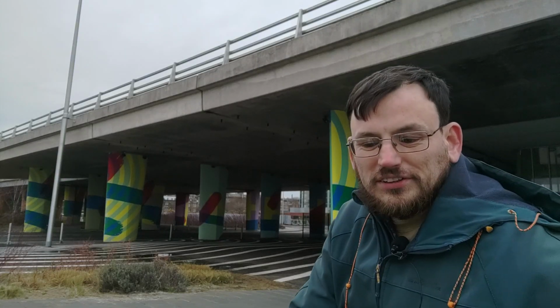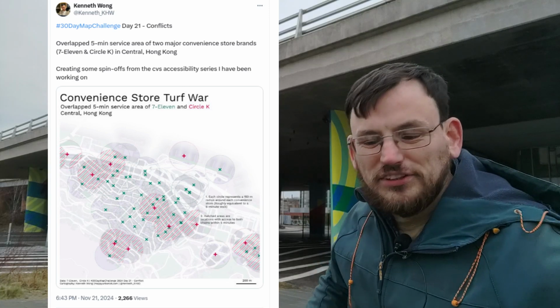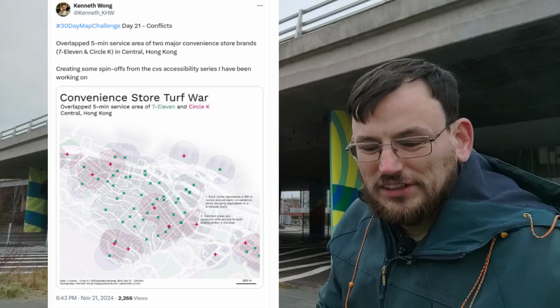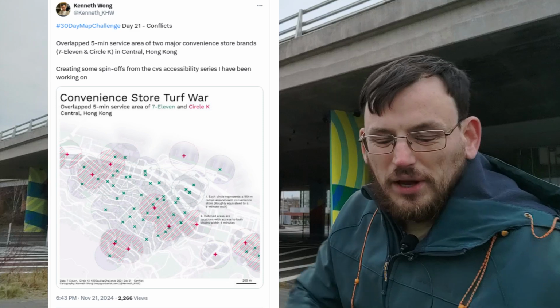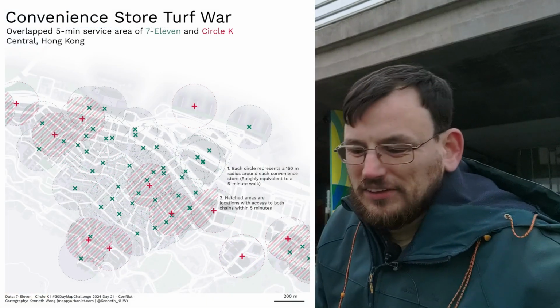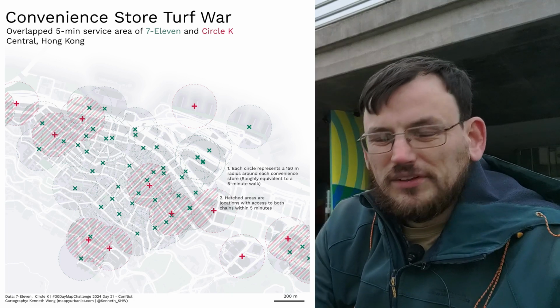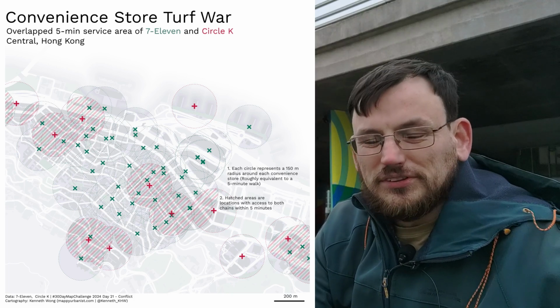But on a lighter style, there's this one with the turf wars of convenience stores in Hong Kong, the different brands and where they're kept separate or where they're quite close and clash. So that summed up the variety of maps and contributions on that day.